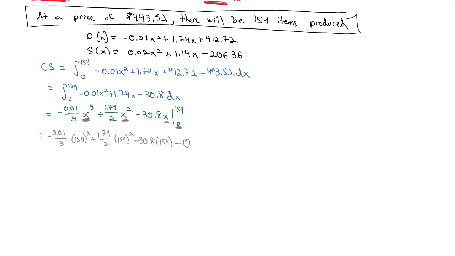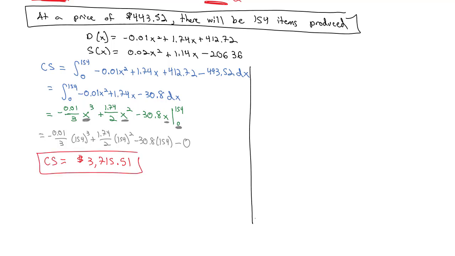All right, I'm ready to actually just plug that into my calculator then. And when I plug that into my calculator, I think I'm getting a consumer surplus of $3,715.51. All right, if that's the consumer surplus, let's calculate the producer's surplus.